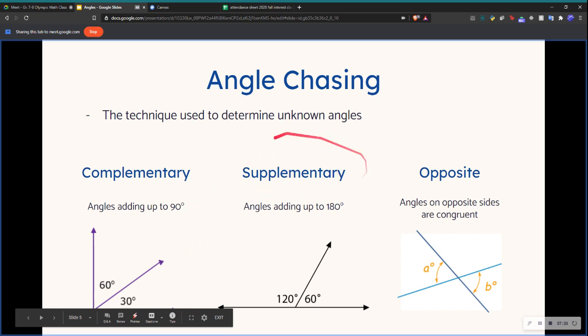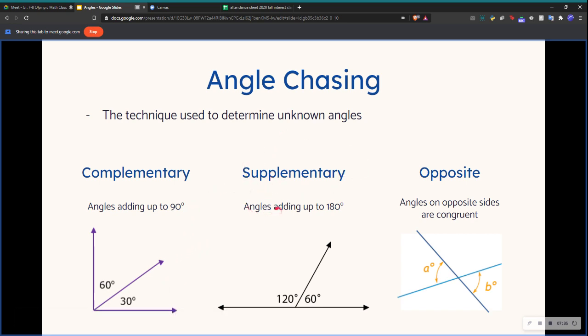Next technique is called supplementary angles. These are angles that add up to 180 degrees, or straight. You just make up a straight line. So here you have 120 degrees plus 60 degrees gives you 180 degrees. So these are called supplementary angles.